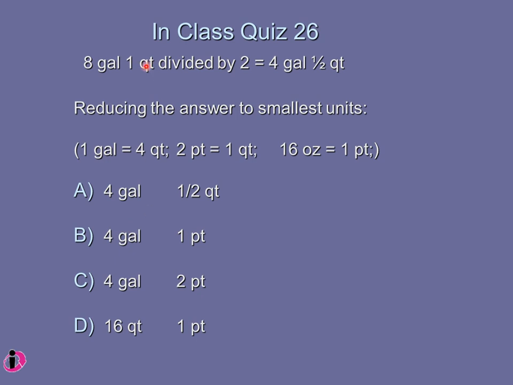Because you could not divide 1 quart, you converted 1 quart into pint, which is 2 pint. Now you divide 2 pint by 2, which is 1 pint. So you don't have any quart left, right? Because all quarts are converted to pints. So 4 gallon, 1 pint.